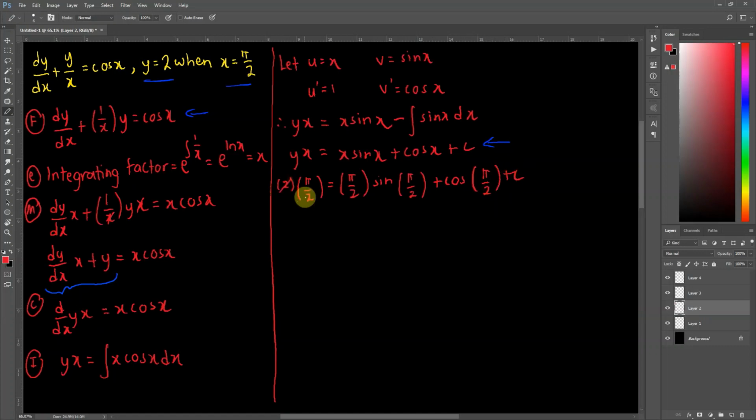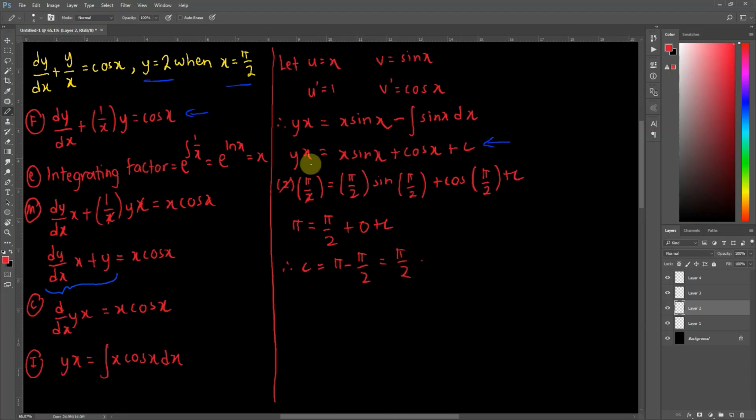Okay, so now we calculate. This one cancels, it is now pi equals to, sine pi over 2 is 1, so this part is 1, so we are left with pi over 2, plus cos pi over 2 is 0, and then plus c. Therefore c is equal to pi minus pi over 2, which is equal to pi over 2. So c is pi over 2.